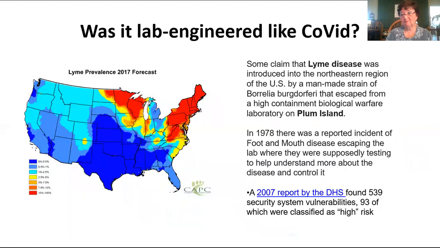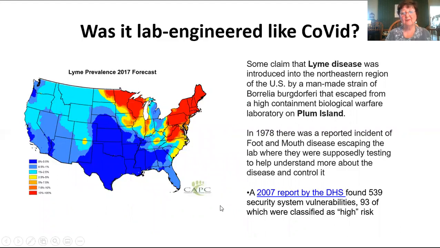So one of the things that we looked into is, was it lab engineered like COVID? Some claim that Lyme disease was introduced into the northeastern region of the United States by a man-made strain of Borrelia burgdorferi, and that it escaped from a highly contaminated biological warfare laboratory on Plum Island. So you can search that out.